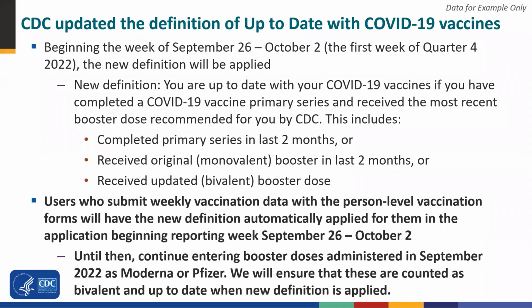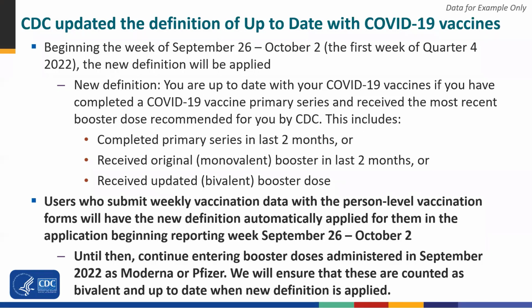So starting with quarter 4, 2022, you're up to date with your COVID-19 vaccines if you've completed a COVID-19 vaccine primary series, regardless of the manufacturer, and received the most recent booster dose recommended for you by CDC. So this will include 3 different groups of people: folks who have completed primary series vaccine in the last 2 months, folks who have completed their primary vaccine and received an original, what we're calling a monovalent booster, in the last 2 months. And lastly, it will include anyone who has completed primary series vaccine and has received their updated bivalent booster dose at any time.